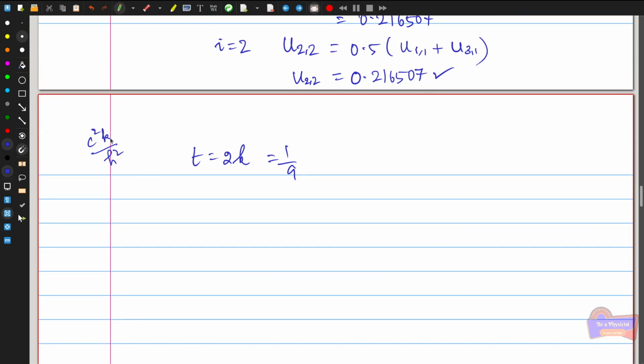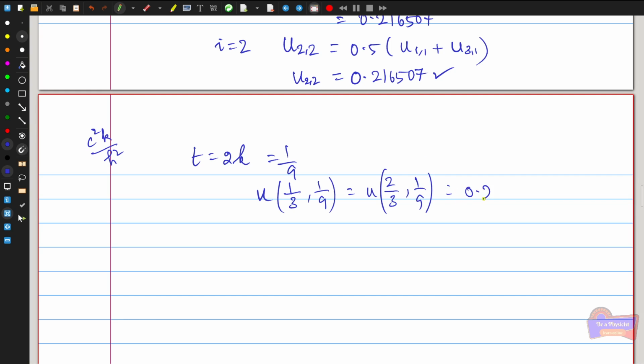So c squared is given as 1, and the value of h squared is 1 by 3 the whole square, so that I can get 1 by 9 for this t, so that I can find the value of u of 1 by 3 and the time value 1 by 9, which can be written as u of 2 by 3 comma 1 by 9, that is nothing but the value which we have calculated here, 0.216507. Okay, so this is the value at time t equal to 1 by 9.